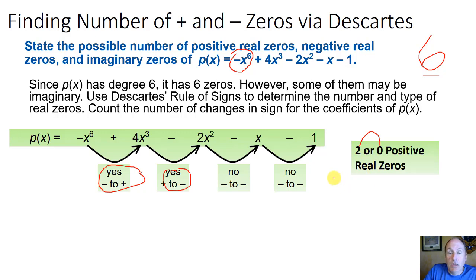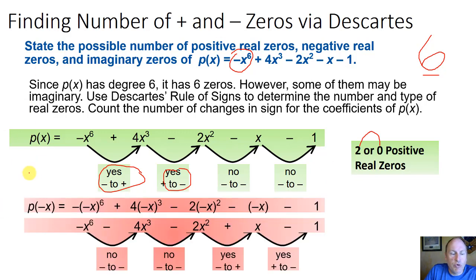Looking at the negative side, this is where it gets a little more complicated. Now we're going to put in a negative x to look at the negative side of things. When we simplify, the negative x to the 6th stays the same. When we put a negative x into this term, however, the sign changes from 4 to negative 4. Similarly, putting it in here doesn't change the sign from its original, but putting in a negative x to the 1st definitely changes the sign. So our new polynomial with negative x in it is this one right here.